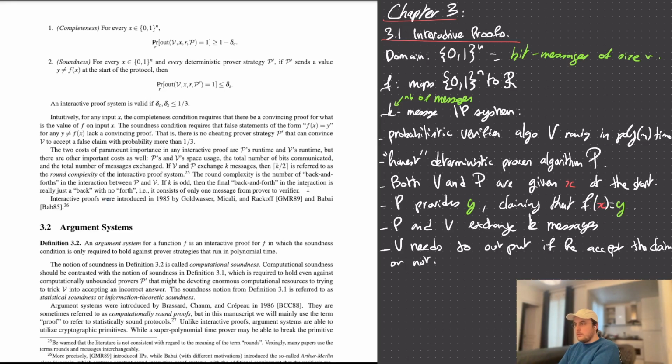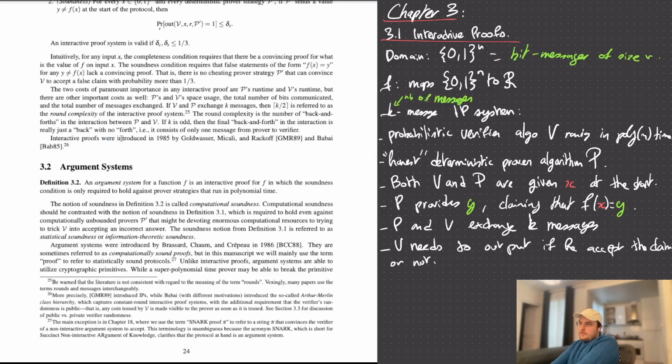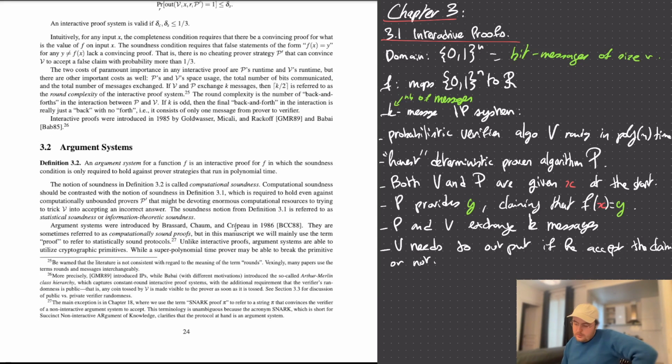Okay, it consists of one message from prover to verifier. Interactive proofs were introduced in 1985 by Goldwasser, Micali, and Rackoff, and Babai. Okay, cool. We know what an interactive proof is. To summarize, an interactive proof system is a protocol with a prover and a verifier, where a prover claims a statement and, by an exchange of messages, is convincing a verifier that his claim is true.